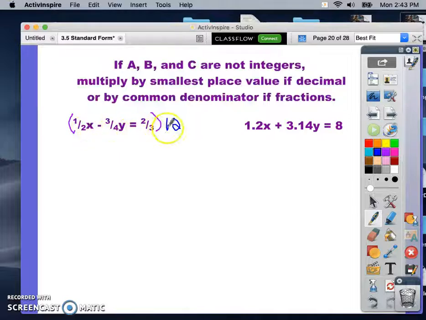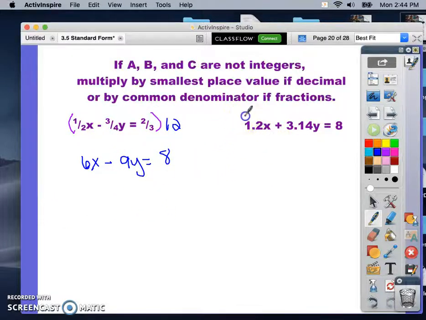Okay, so 1/2 times 12 would give me 6x. 3/4 times 12, I'm going to do 3 times 12 on top and then divide by 4. So 36 divided by 4 would be 9y. And then 2/3 times 12 is 24/3, which is 8. Okay? That is just getting rid of your fractions.